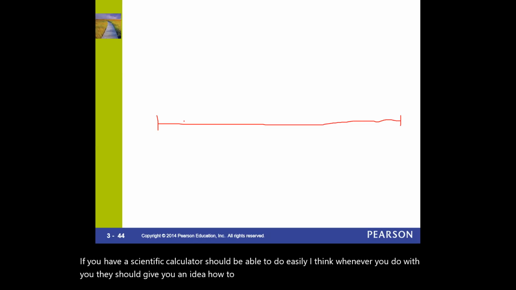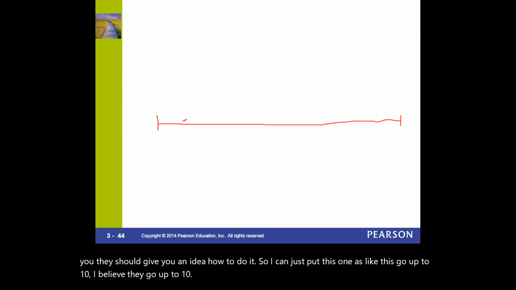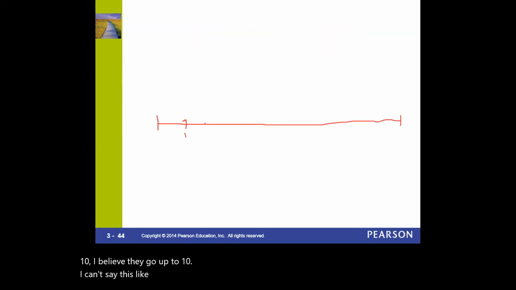So I can just put this one as, like, this goes up to 10. I believe they go up to 10. I can say this is like 1. Let's put this one as 2. This is 10 right here. Half of what it is, that's going to be 5. And then I can say 1, 2, 3.